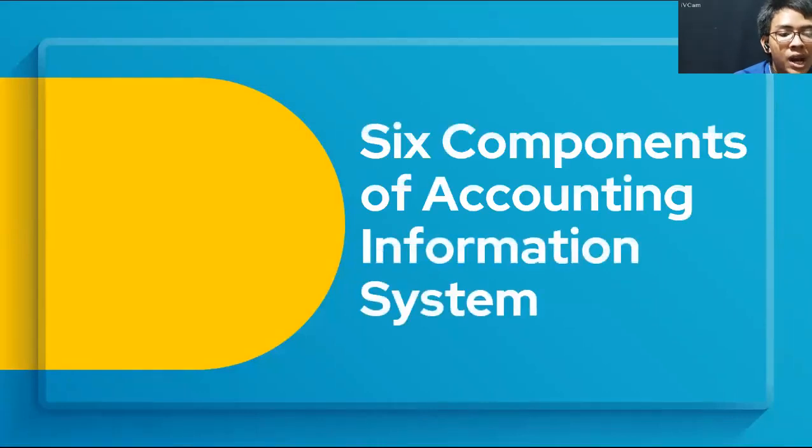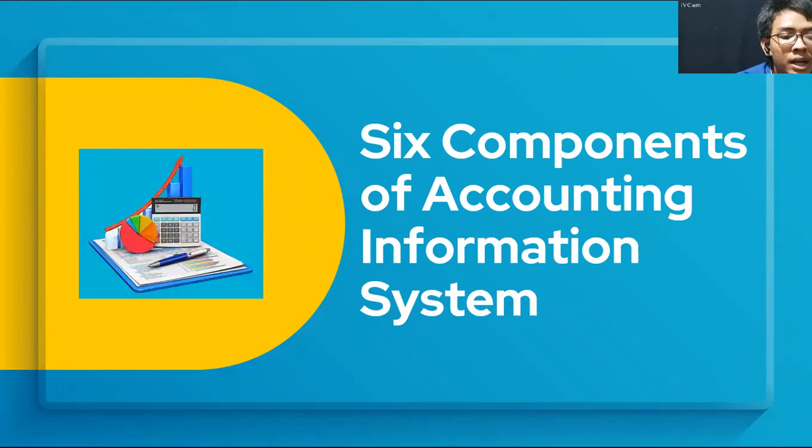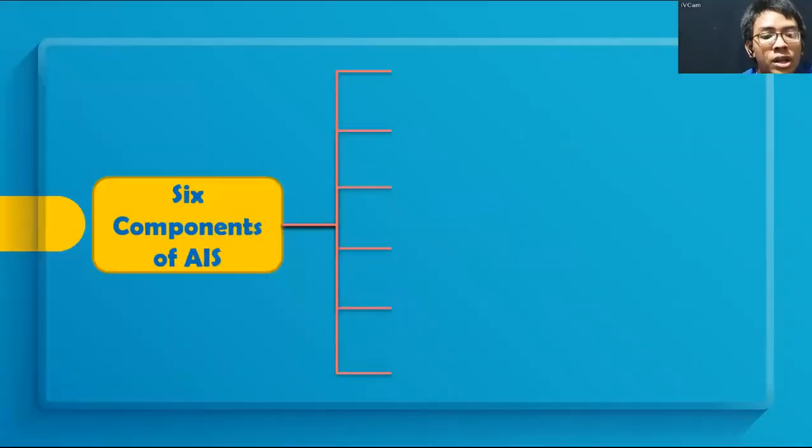As you can see on the screen, our topic today is the 6 components of accounting information system. I think this topic is extremely important for you because an AIS helps the different departments within a company to work together. My talk will take about 5 minutes, so don't worry about taking notes. I'll email the presentation to you.